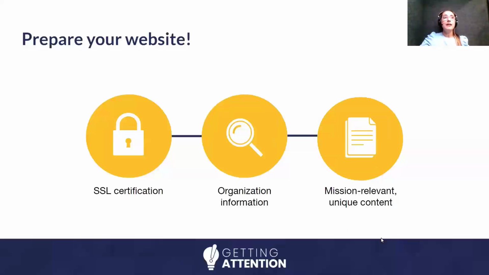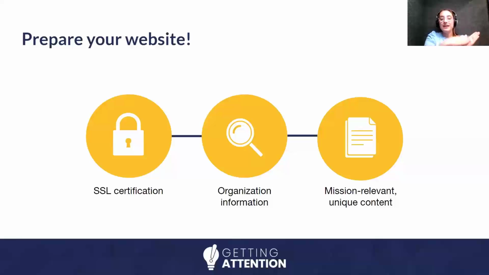So in prepping for the application, you may remember that I said the two eligibility criteria were to be a 501(c)(3) and have a high quality website. Now we're going to dive into what a high quality website actually looks like. There are three things that Google puts forward in their website policy.